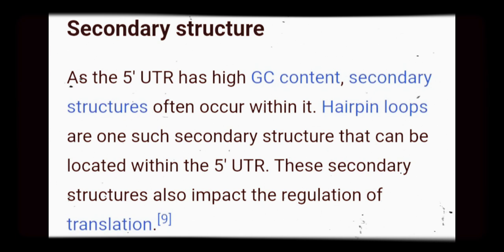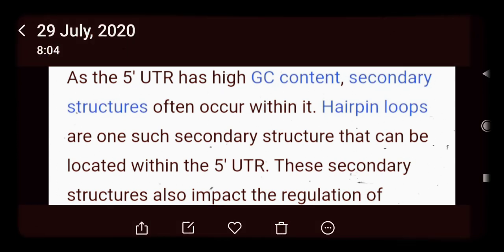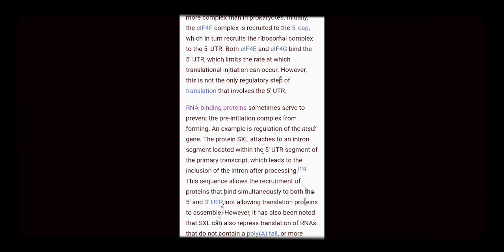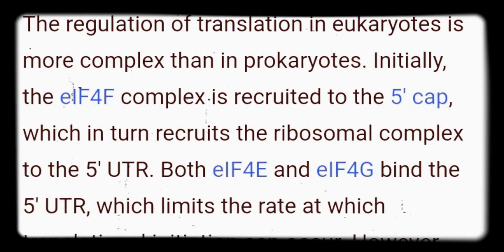Okay, so the 5' UTR, due to its high GC content, forms secondary structures like hairpin loops, and these hairpin loops can regulate translation. It cannot regulate transcription because it is located in the 5' upstream region. The regulation of translation in eukaryotes is more complex than in prokaryotes.